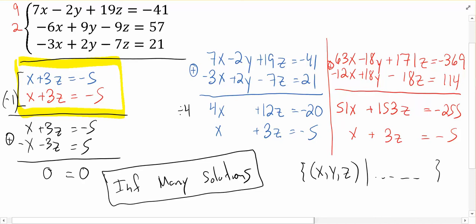But be careful here because, like in the last lesson, we don't want to say all real numbers or all ordered triplets or anything like that, because that's not the case. We're just going to say, hey, there's an infinite number of solutions. That's it.